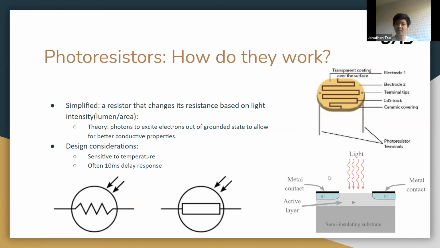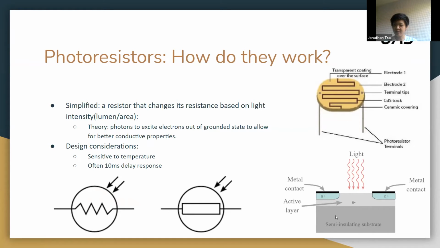And then on the bottom right, you'll see how they're built. What you want to do is have your metal contacts, aka your terminals, located at the N pluses. You have your active layer, or the CDS, the conductive material, right in the middle.